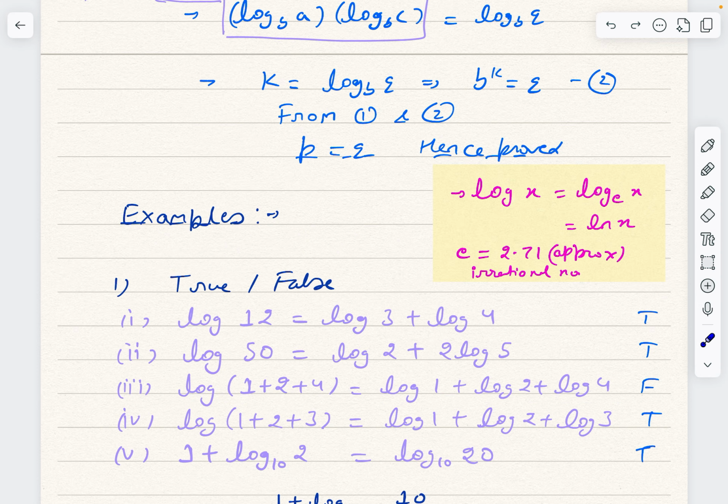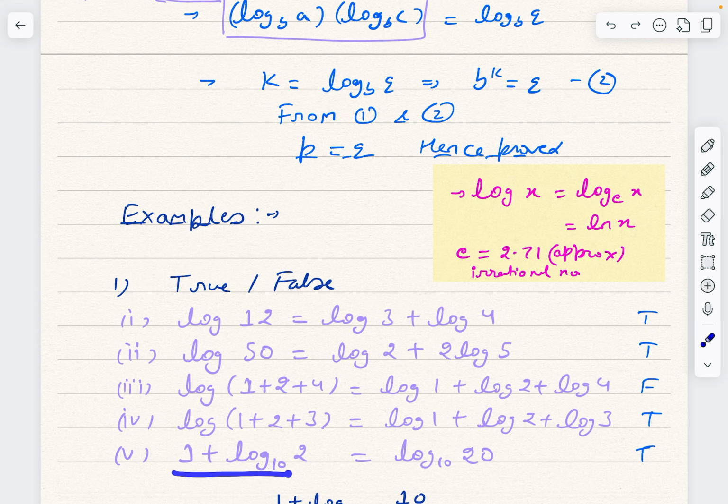Next, fourth one. Log of 1 plus 2 plus 3 is equal to log 1 plus log 2 plus log 3. It looks like the third one, but in this case it will be true because when you add them, you get 6. And here when you multiply the numbers 1, 2, 3, again you get 6 only. So this will be log 6, this will also be log 6. So this will be true.